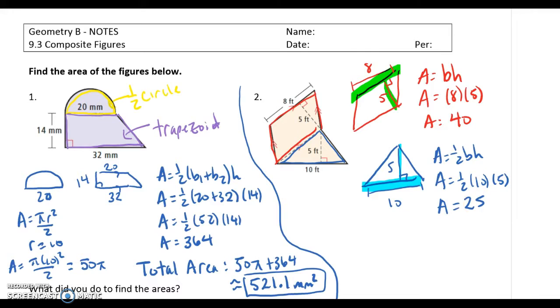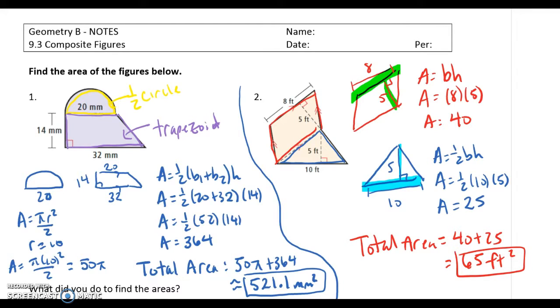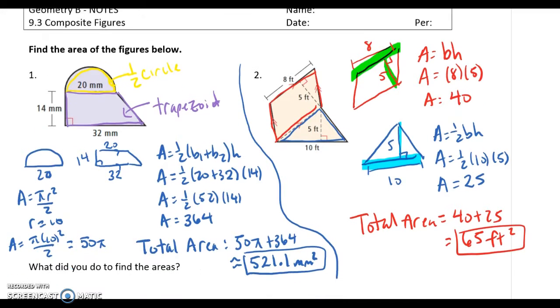Now remember, for the composite shape, I just have to put it together. So my total area is just equal to 40 plus 25, which is 65 square feet. So all we do to find composite area is find the area of the shapes we recognize and just add it together.